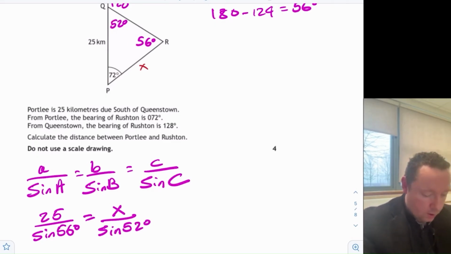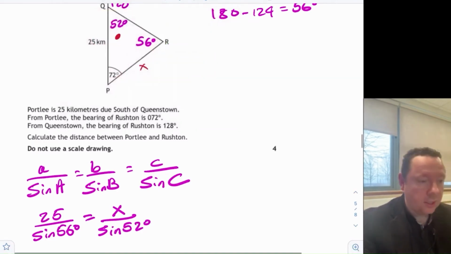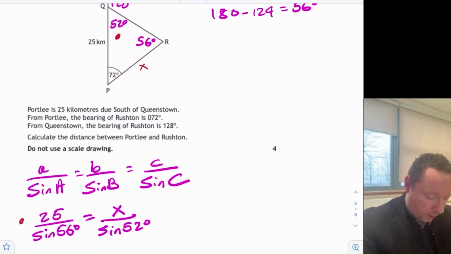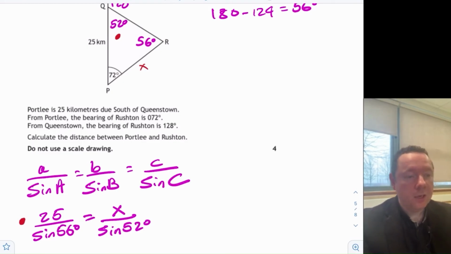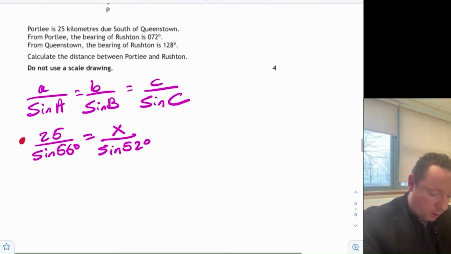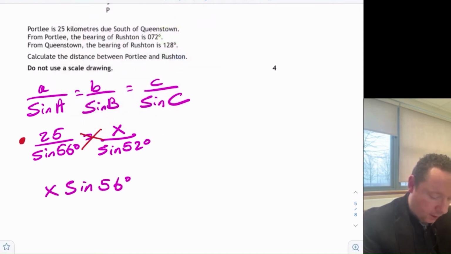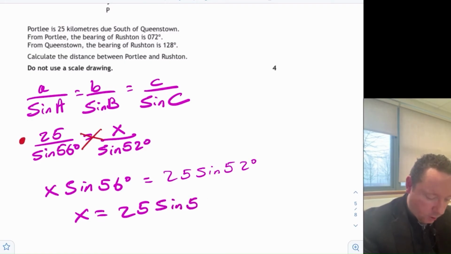Opposites, opposites. So there's a mark. Where's our mark so far? We've got a mark for getting the 52 inside this triangle, and we've got a mark for working out this. You could have called this Q, of course, because it's opposite Q. Now we need to rearrange this, so using cross multiplication is the easiest thing. 25 times sine 52 equals x times sine 56. X sine 56 equals 25 sine 52. So x equals 25 sine 52 degrees divided by sine 56 degrees.